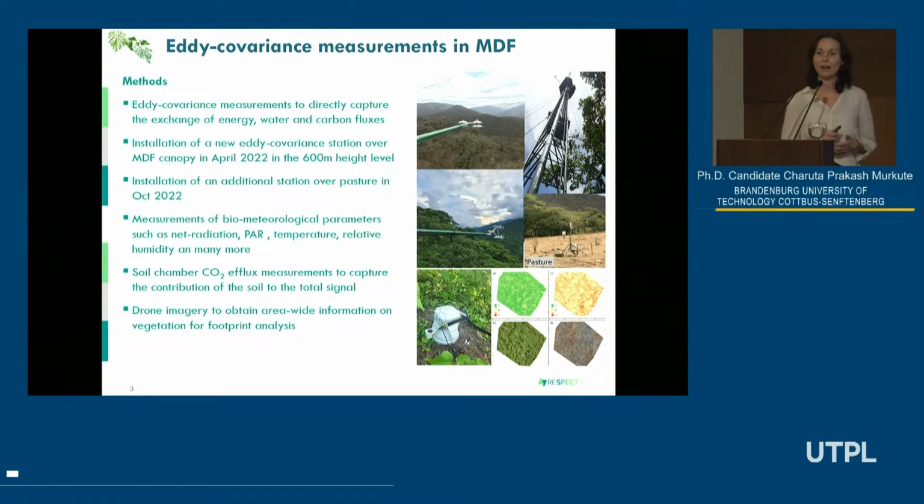We also moved our eddy covariance station from the pasture system here in the rainforest in October 2020 to Laipuna, but since the period is very short, we focus only on the forest ecosystem. Since the canopy of the mountain dry forest is less dense than here in the rainforest, we additionally, but non-continuously, measure the soil CO2 efflux to catch the contribution of the soil to the CO2 signal we measure above the canopy. And at the last point, we also analyze some drone imagery to obtain area-wide information of the vegetation for the footprint analysis.